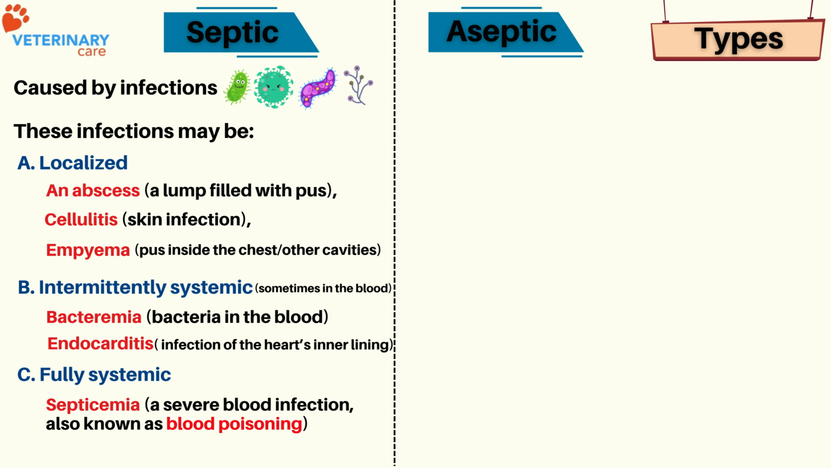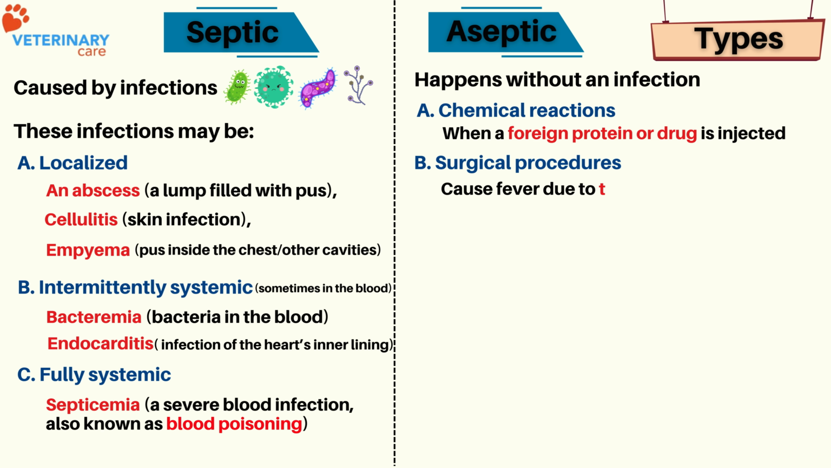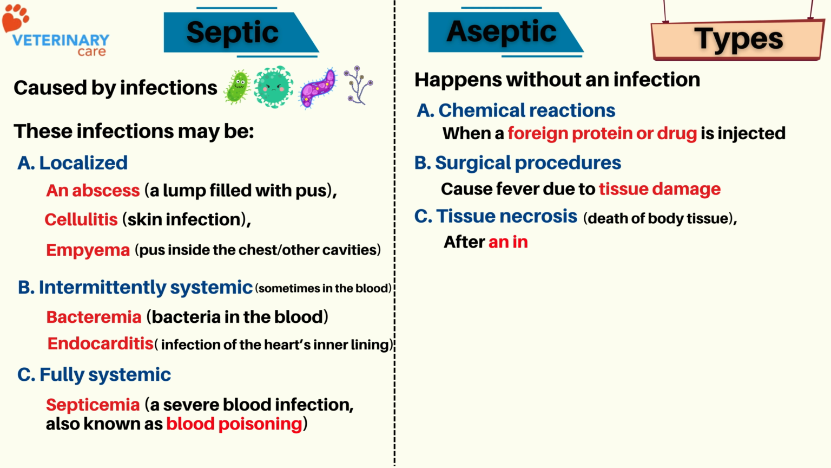An aseptic fever happens without an infection. These are caused by chemical reactions, such as when a foreign protein or drug is injected. Surgical procedures, which can cause fever due to tissue damage. Tissue necrosis, death of body tissue, like after an injection with damaging material.